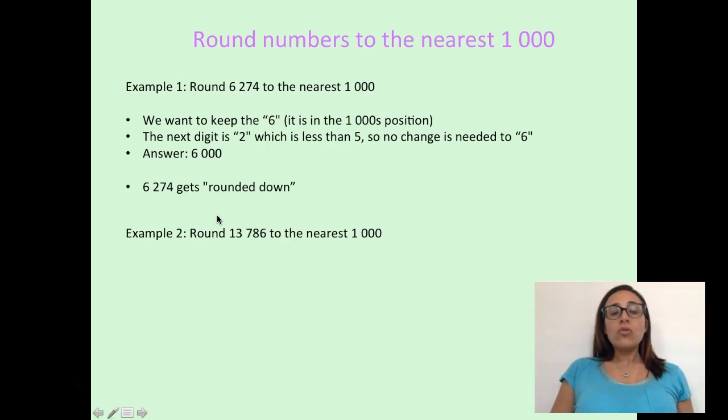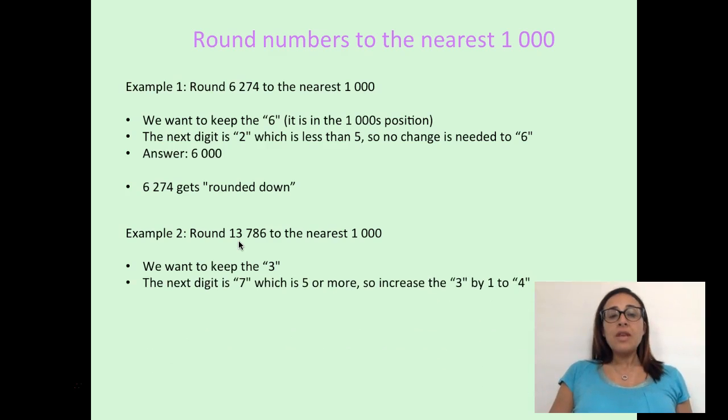Example number 2. Round 13,786 to the nearest 1,000. The number in the thousands place value is the 3. So that's the number we want to keep. The next digit is a 7, which is 5 or more. So we need to increase the 3 by 1 to 4. And the digits after it get replaced with a 0. So our answer is 14,000. This number, 13,786, gets rounded up because 14,000 is larger than 13,786.